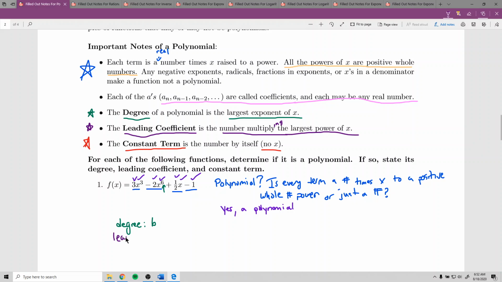The leading coefficient, well, this is the number multiplying the largest power of x. It's not the number in front. The number multiplying the largest power of x. Don't forget the negative. If you have a minus, it's -2.